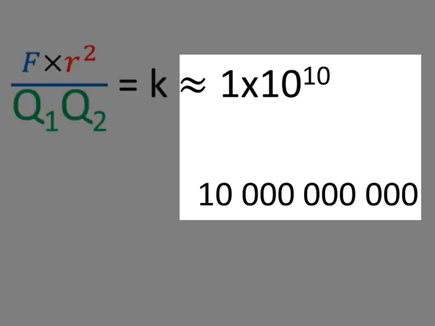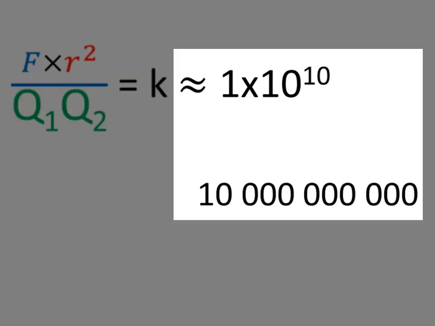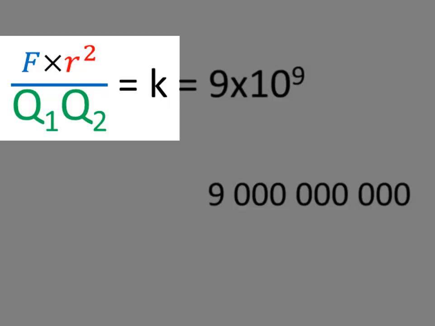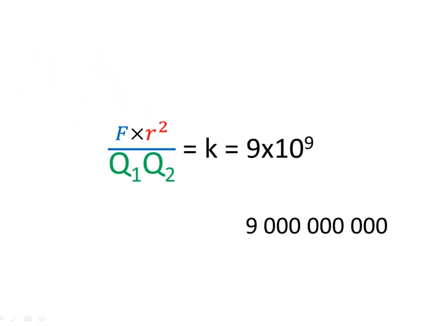Put in numbers, that's 10,000 million. But in fact, if you could do this really very accurately, you wouldn't find the general constant k, that applies in all situations, to be 10,000 million. You would actually find it to be a little bit less, 9,000 million, 9 times 10 to the power 9. And this is a universal constant. And this equation, F times R squared over Q1, Q2 equals k, where k is 9 times 10 to the power 9, is called Coulomb's law.